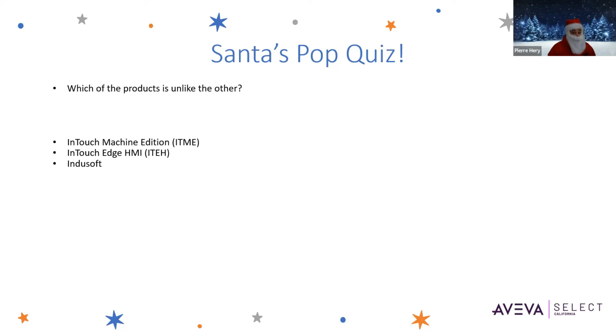It's actually a trick question. The difference between these products is nothing. So whoever voted on "they're all the same" was correct, because these are all different names for the same product. It's a pretty big source of confusion, but over the past few years, AVEVA Edge has had several names. It's been referred to as InTouch Machine Edition, InTouch Edge HMI, Indusoft, and of course, currently AVEVA Edge. The name has evolved over the years as the software provider ownership has changed.